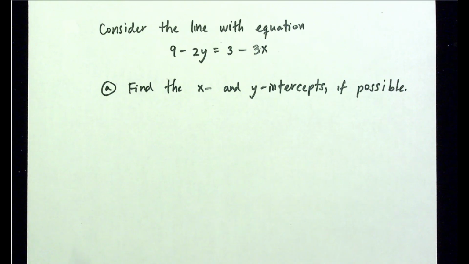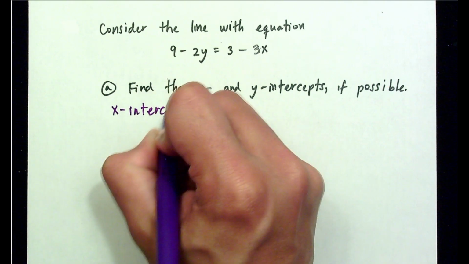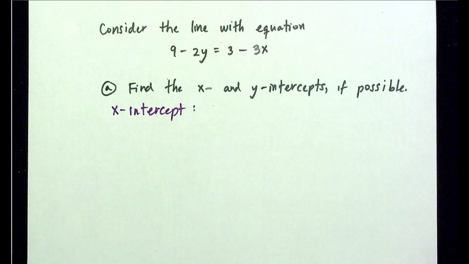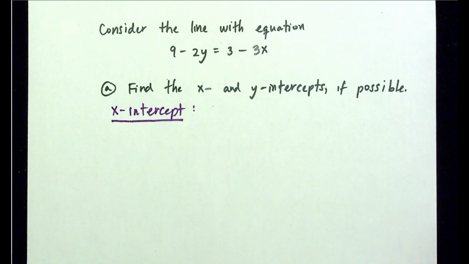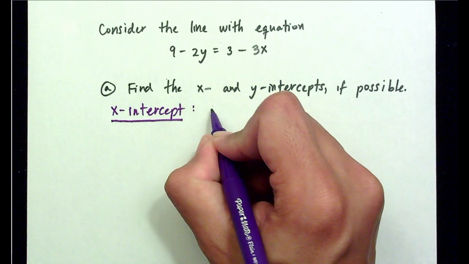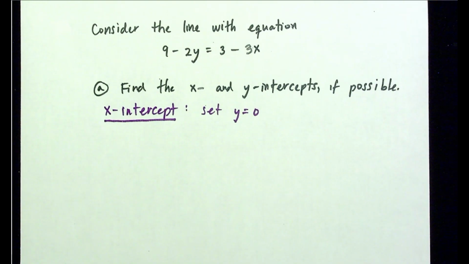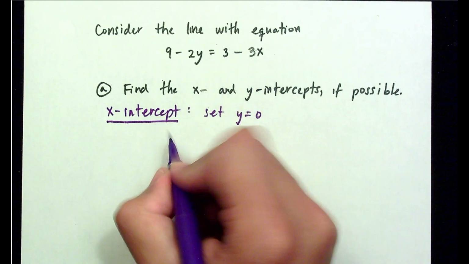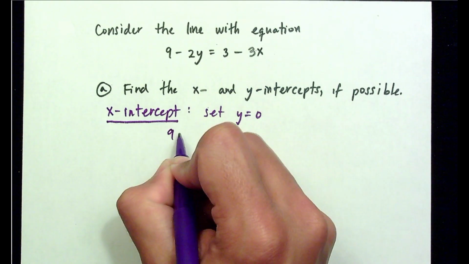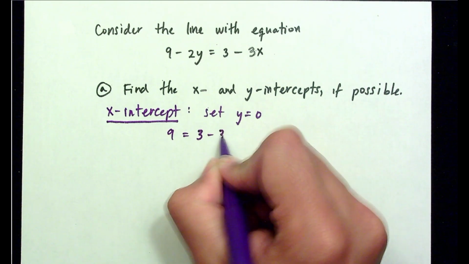Okay, we're finding the x-intercept. Remember how we do that? We just set the other variable, in this case y, equal to 0. So that means we plug in y equals 0 and find x. If we plug in y equals 0 in this equation, well, 9 would be 0, equals 3 minus 3x.